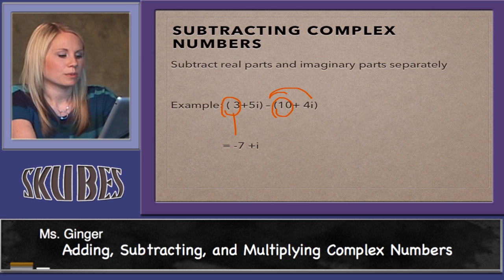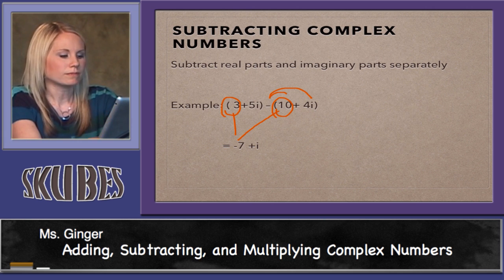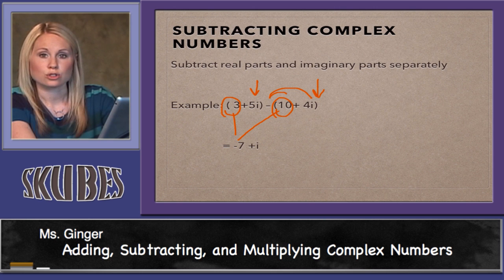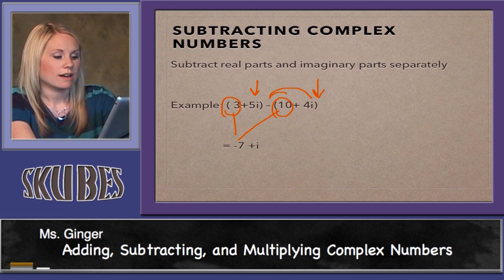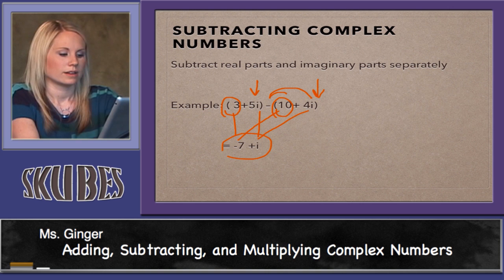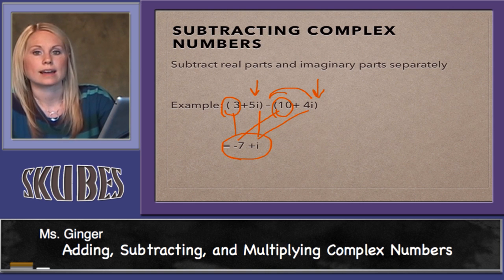So you can see that we've put those together down here and arrived at negative 7. And then I have my imaginary parts here. That negative being distributed to the 4i gives us a negative 4i. So I've got 5i added to negative 4i, which just gives us our i. So written out for our final answer, we have negative 7 plus i.